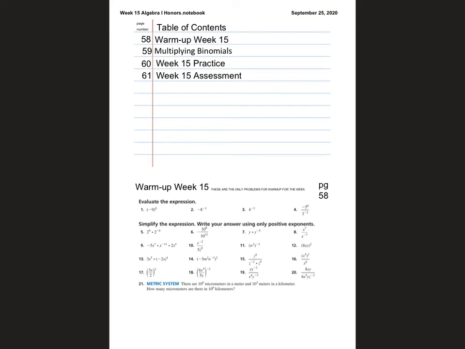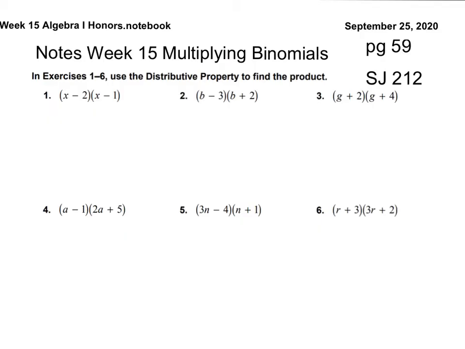Please make sure to fill in your table of contents. Complete your warm-up. It is just one page this week. Don't be surprised, but it is just one page this week. And we'll go right straight to the notes.